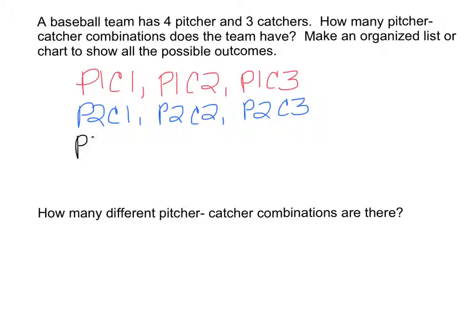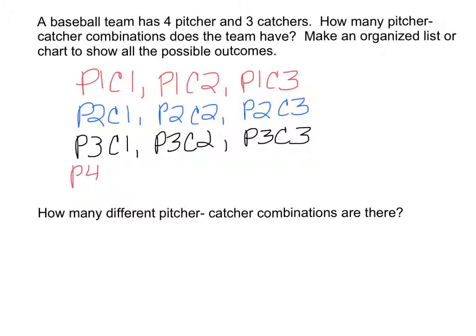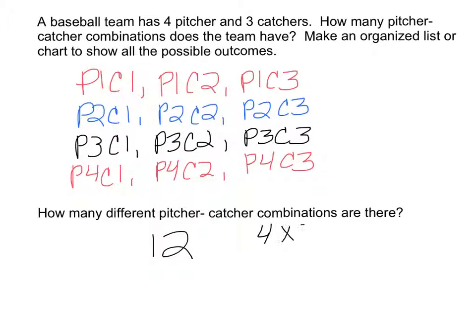Pitcher number 3 has the same catcher options, and you can see a pattern developing. And don't forget, we also have pitcher number 4, and he gets to play with each of them as well. So in all, how many different combinations are there? 12. And we could have done that by taking 4 pitchers times the 3 catchers equals 12.